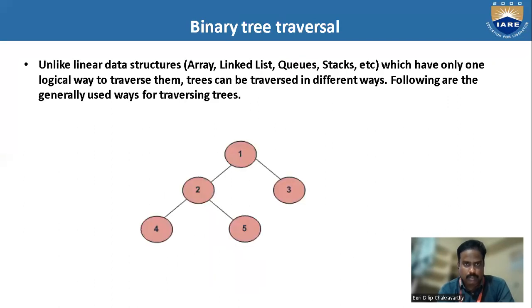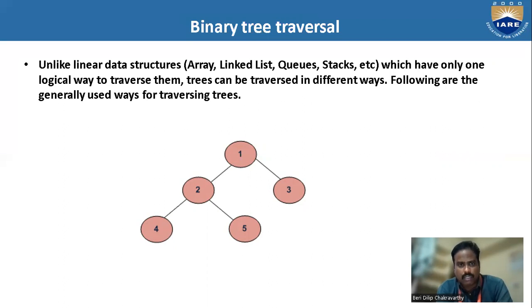Now let's see another concept called binary tree traversal. Traversal, as we all know, is nothing but visiting each and every node in the tree. In binary tree traversal, I need to visit each and every node. From where do I need to start? Should I start from the first node? Should I start from the leaf nodes? Should I start from the internal nodes?